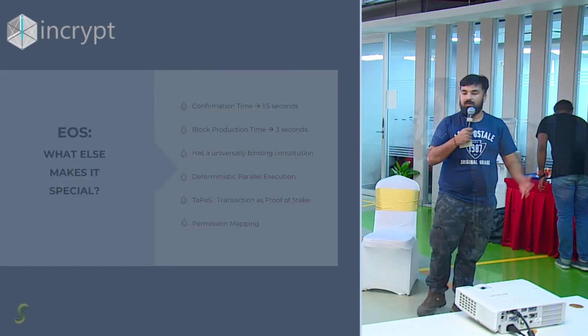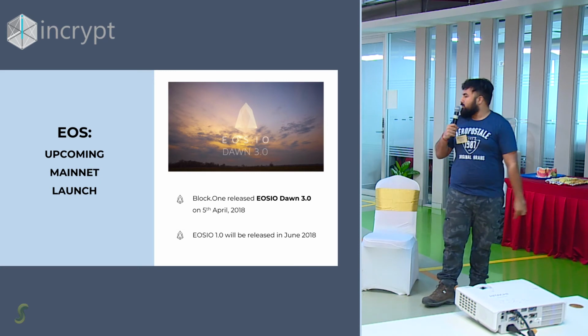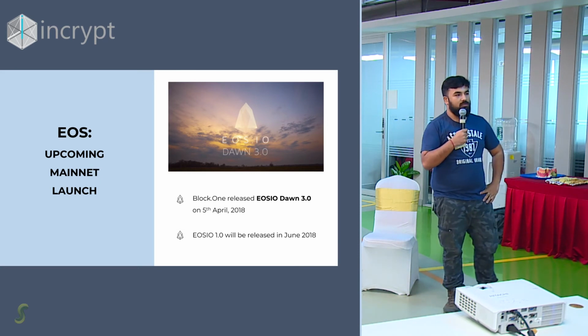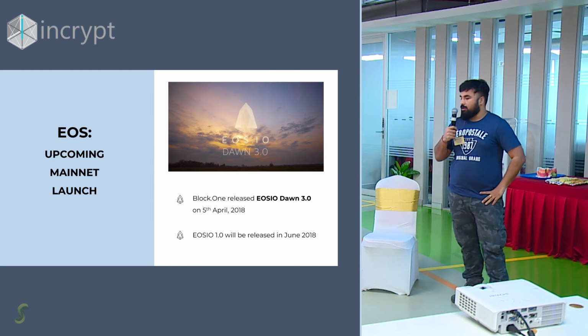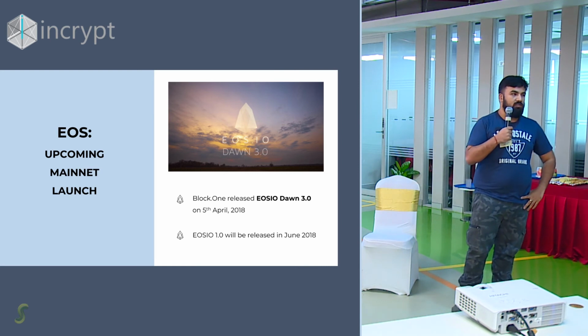That is permission mapping. So EOSIO Dawn 3.0 released on 5th April, that is the day before. And the EOSIO 1.0, that is the mainnet version, is going to release in June.